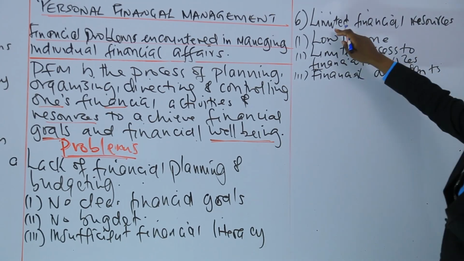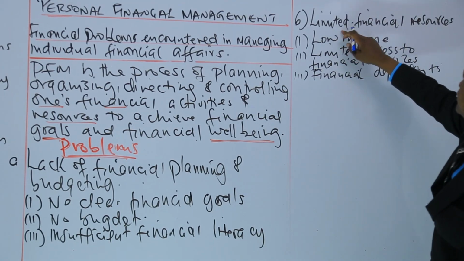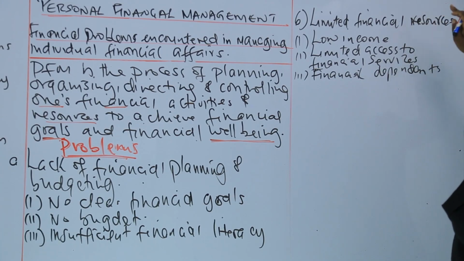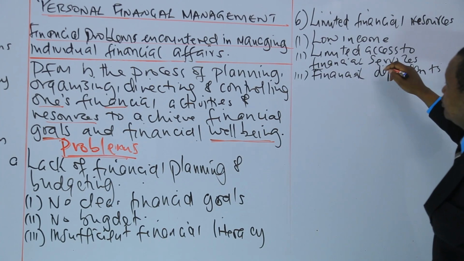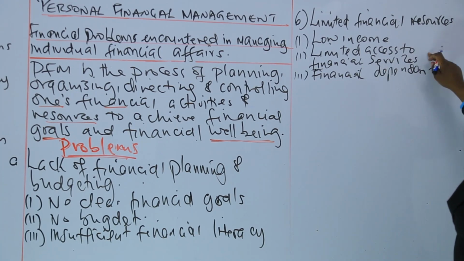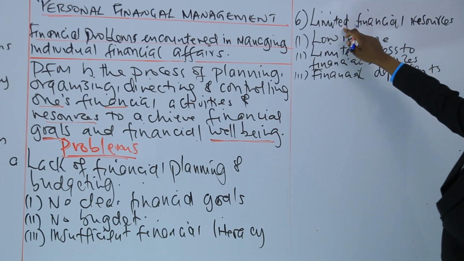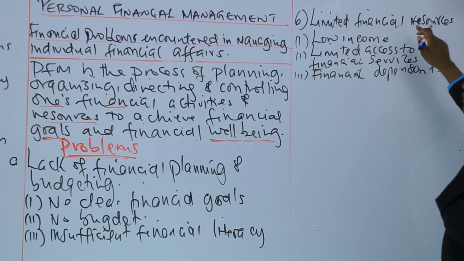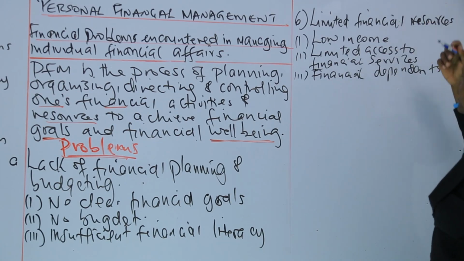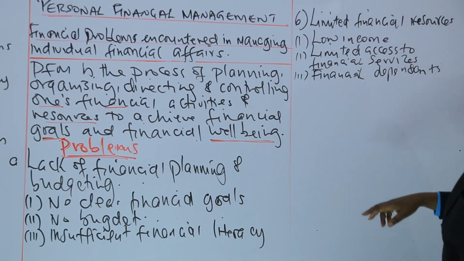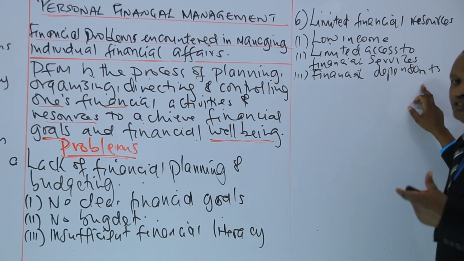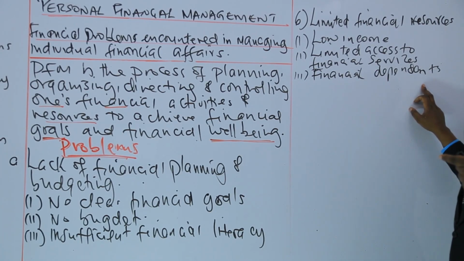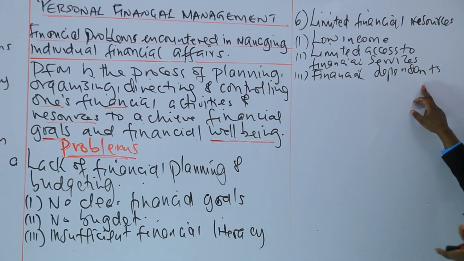So financial resources can be limited because of low income, or because of limited access to financial services like banking services. We know banks may offer credit. When an individual does not have access to banking services, then such an individual will have limited financial resources. An individual may have high financial resources, but many financial dependents, which can put strain on an individual's finances.